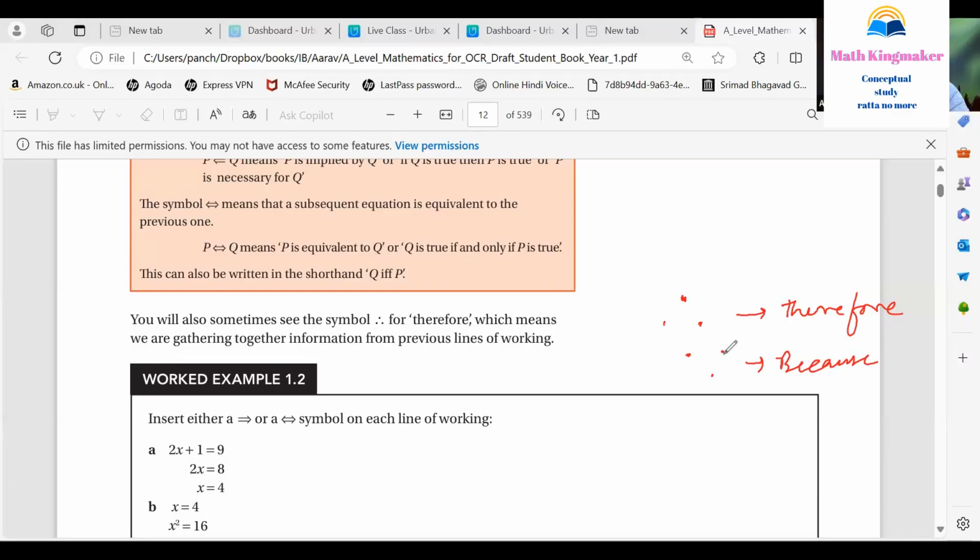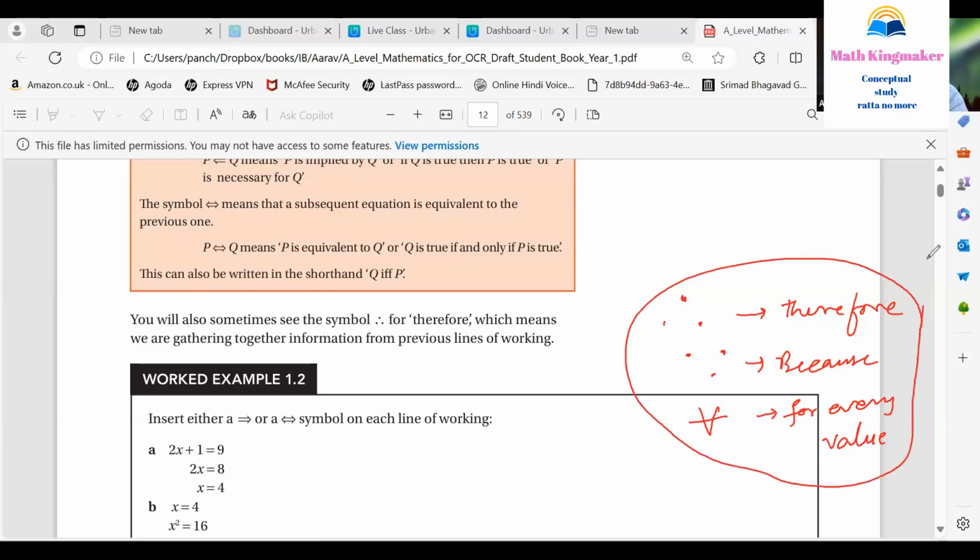So these are mathematical symbols. Just write it down. And it is for every value. For every value. So these are some symbols. Just write it down in a notebook if you don't know it.